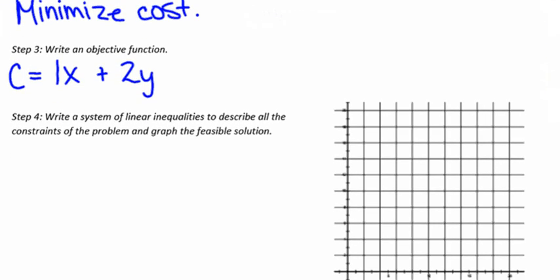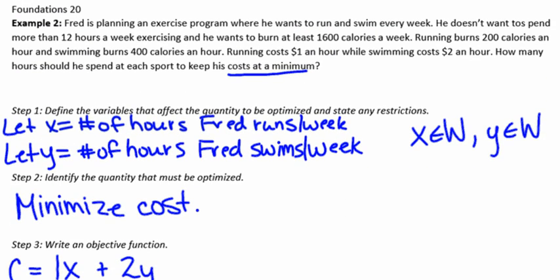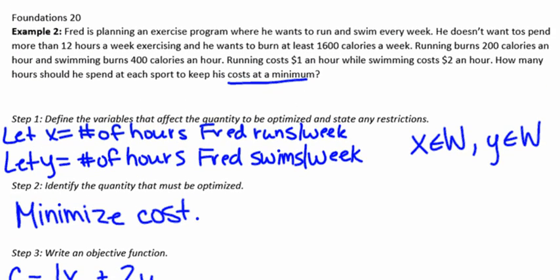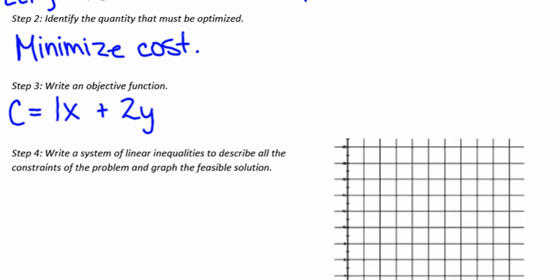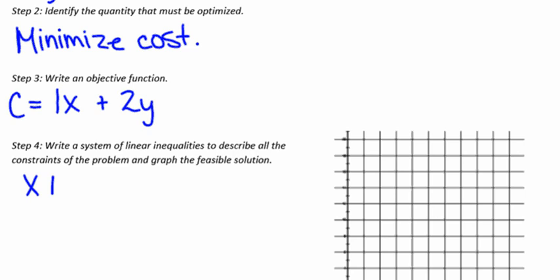Step 4, write in a system of linear inequalities to describe all of our constraints of the problem and graph the feasible solution. So restrictions that we were given, let's go back to the top and check that out. He does not want to spend more than 12 hours a week. So here's one, no more than 12 hours a week. So my total number of hours, x, the number of hours I run, plus the number of hours I swim, has to be less than or equal to 12. I do not want to exceed 12.